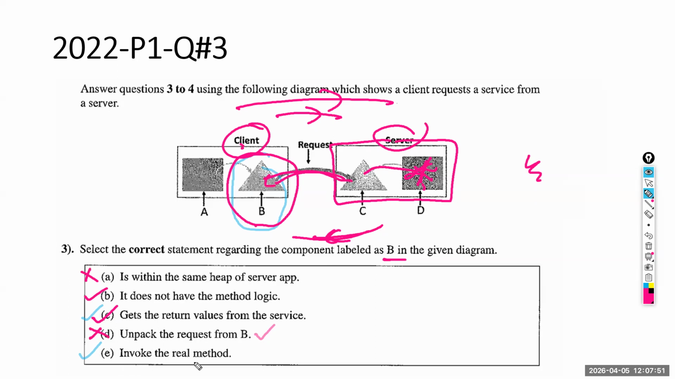Invoke the real method. So the real method is invoked by this. This is the real method. This guy invoked the client stub. This guy invoked the server skeleton. This guy invoked the real method. So the server skeleton invoked the real method. Therefore, invoke the real method is wrong because this guy invoked the server skeleton, not the real method. I'll go for B and C.